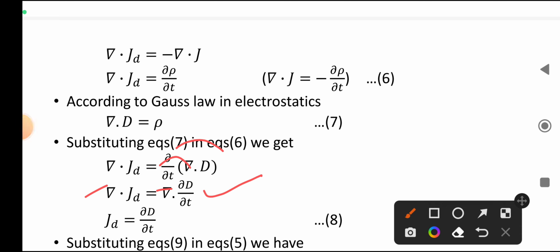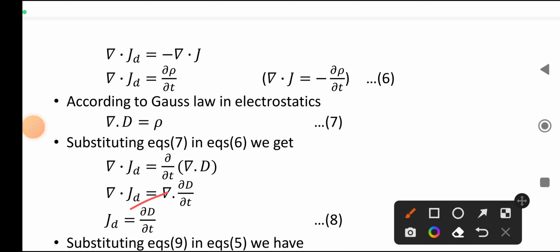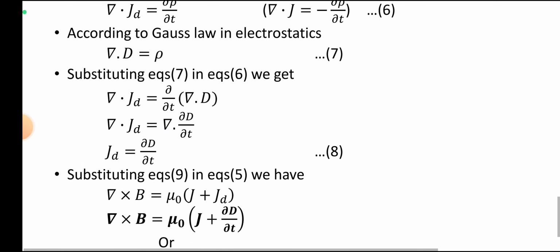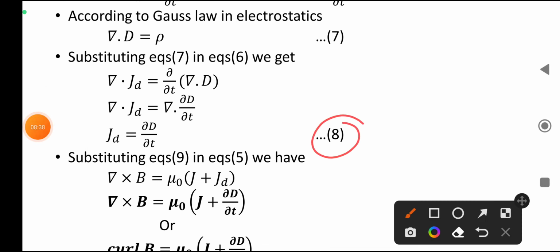Now this is del, this is also del. In the place of J, what you have here is dou D by dou t. So the JD value is dou D by dou t. Take this value and substitute it in equation 4. This is the 8th equation, so here you have to write 8th.